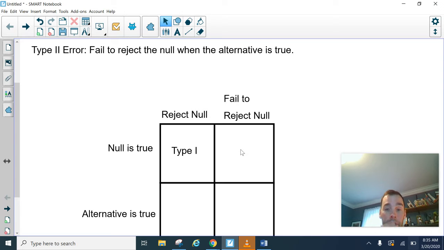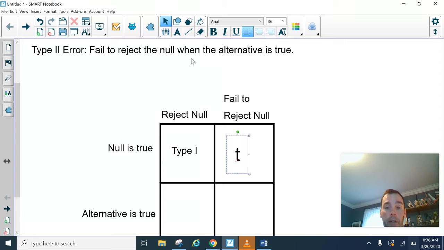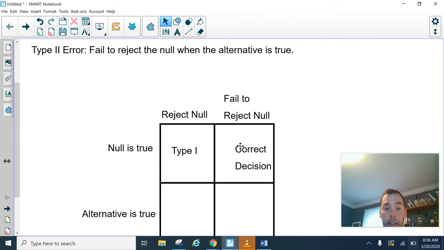Over here in this box, if the null is true and I fail to reject the null, well, that's the right decision. I did the right thing. The null is true and I didn't reject it. So we call that a type 2 error. I'm sorry. We don't call that a type 2 error. We call that a correct decision. We did the right thing. Null is true, and we didn't reject it. Same thing down here. The alternative is true, and I rejected the null. So I made the right decision there as well.